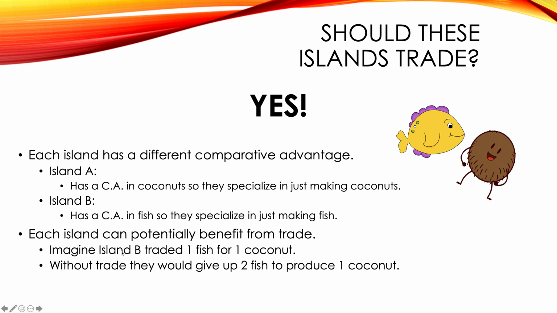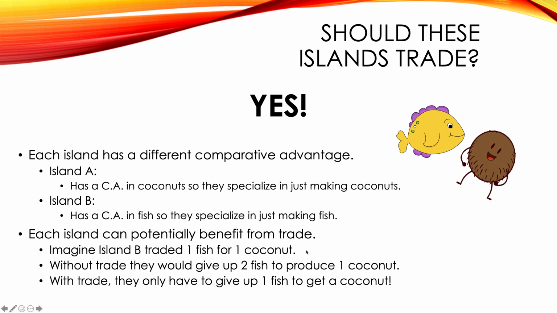But since they're trading and the terms of trade are 1 fish for 1 coconut, they only have to give up now 1 fish to get a coconut. So in other words, they don't have to give up as much fish to get the same thing because of trade. And that's the whole beauty of comparative advantage and international trade. If everybody just focuses on what they're best at, we can lower costs for everybody.